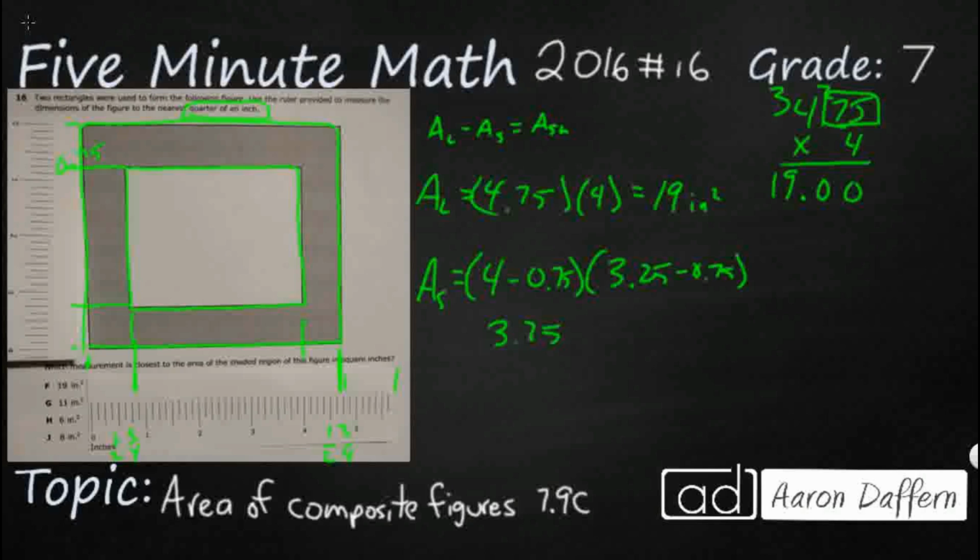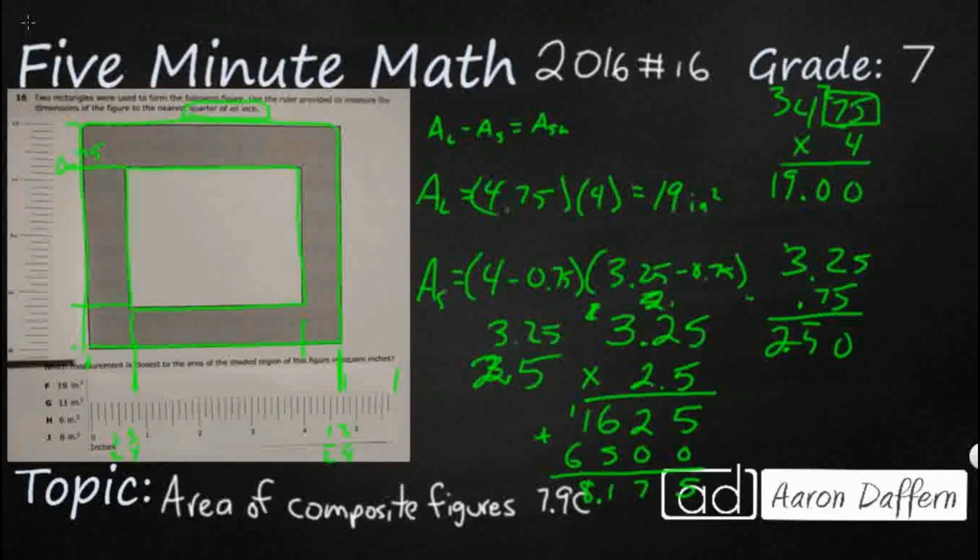And then 0.75, or minus my 0.75, right? That is going to be 2.5. So I need to multiply this 3.25 times 2.5. You notice that we say here, closest. And this is 8.125, but all my answers are whole numbers, so let me just round to the whole number. That's really just 8, right? So it's going to be 19 minus 8. So what's closest is going to be this G, 11 square inches.